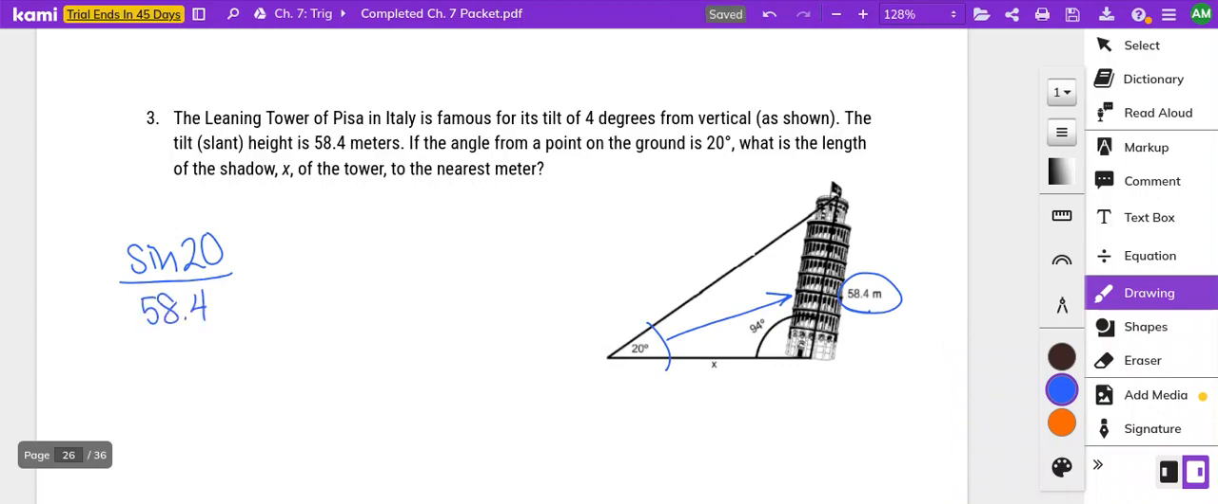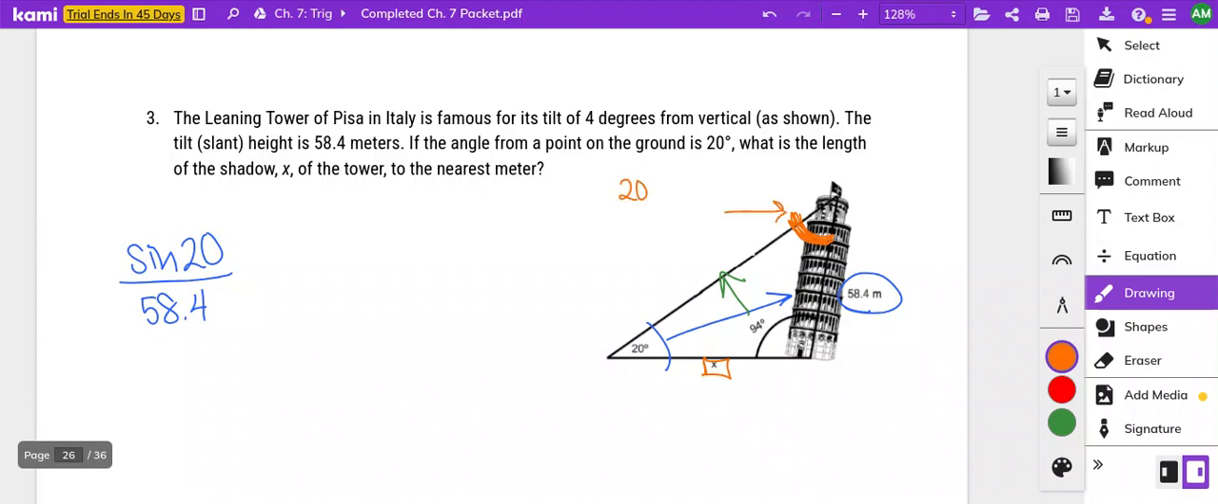Now, the issue with this one is that I need to find x. X is down here. So the problem with this is that the 94 does not go with x. 94 actually goes with this longest side of the triangle. So in order to figure out how to get x, I'm going to need to find another angle. And I need to ask myself how I find a missing angle of a triangle.